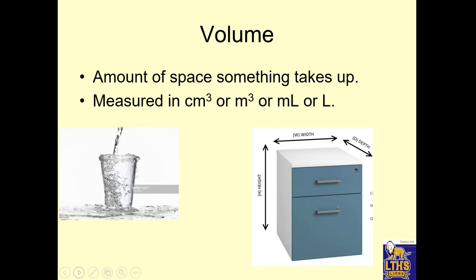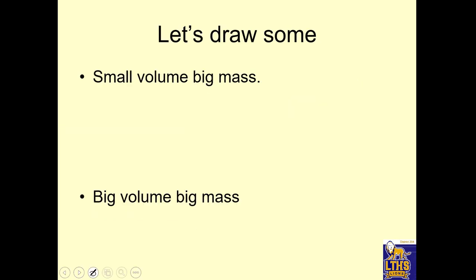Volume is the amount of space something takes up. It's measured in centimeters cubed or meters cubed, or most likely milliliters or liters, okay? So this would be a can of Coke, which is 455 milliliters. I know my Diet Coke addiction shows. Okay, so the way you can find volume could be length times width times height, or with a graduated cylinder.